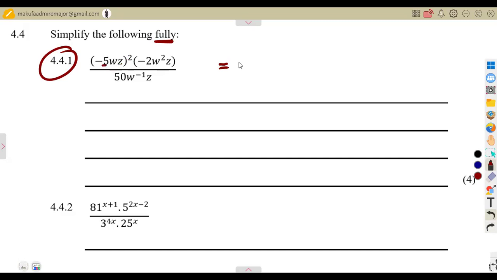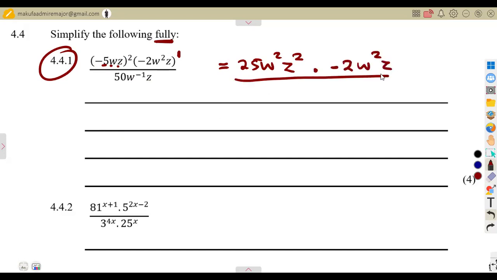From the 5 that you are given, which will be a 25, the w, which will be w squared, the z, which will be z squared. Remember, a negative to an even exponent will be a positive, so we no longer have that negative. Then this is a product of a bracket which is just raised to 1. Being raised to 1 is just the product as it is, guys. There's nothing that is going to affect it. Everything is just going to remain as it is. So this is over 50w to the exponent of negative 1 times z.